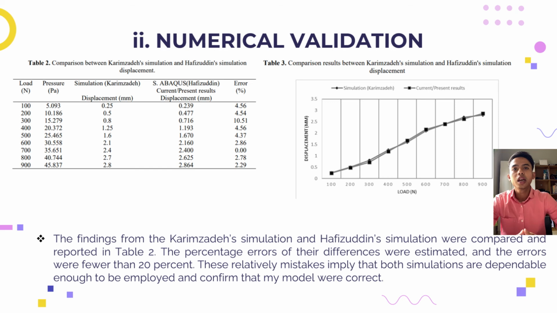Numerical validation. The findings from the Karimzadeh simulation and Hafizuddin simulation were compared and reported in Table 2. The percentage error of their difference was estimated and the error was less than 20%. This relatively low error implied that both simulations were dependable enough to be employed and confirm that my model is correct.